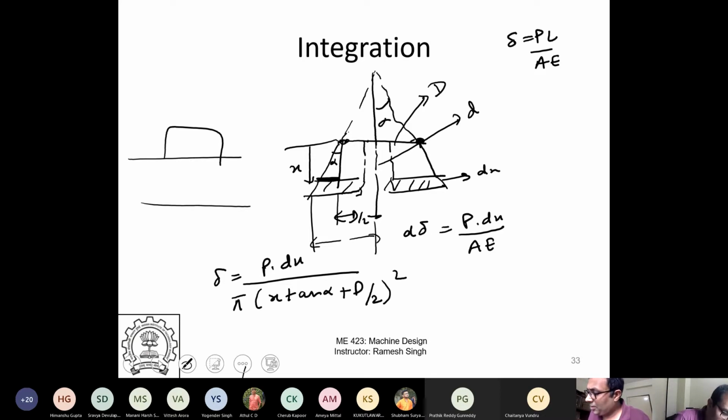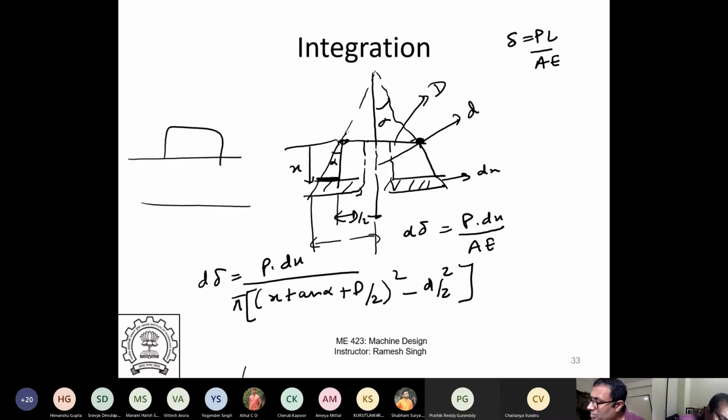And the inner radius will be what? Inner radius will be D by 2, whole square, right? Agreed? Yes or no? So this will be my d delta.